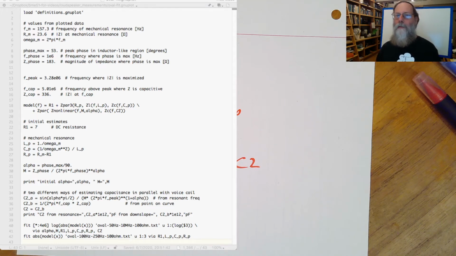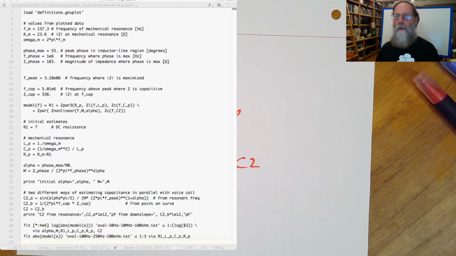So I have the frequency of the mechanical resonance here, 157.3 hertz. I looked at it a little more carefully to see exactly where that peak occurred. I did that by looking at the phase plot and looking at where the phase went through 0. And then how high was the resistance at that point? It was about 23.6 ohms. And then I define omega m to be 2 pi times f m. So we have, for ease of writing later on, the angular frequency as well as just the regular frequency.